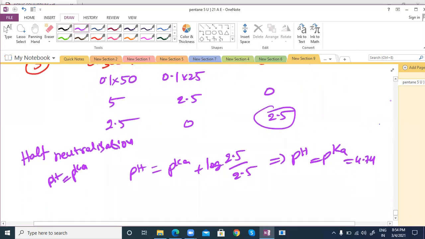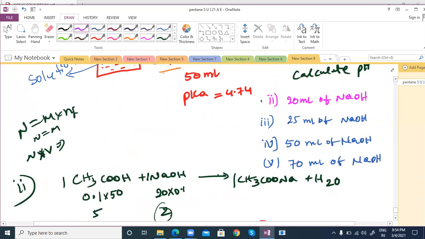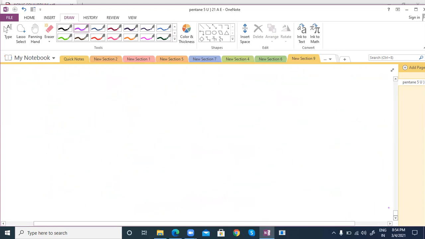And the fourth case, how many ml are we adding? 50 ml. So now you can identify the fourth case.